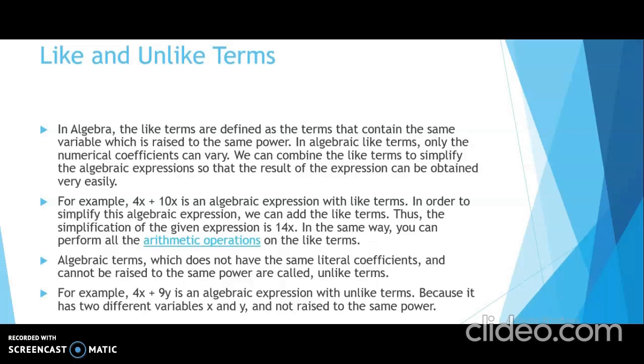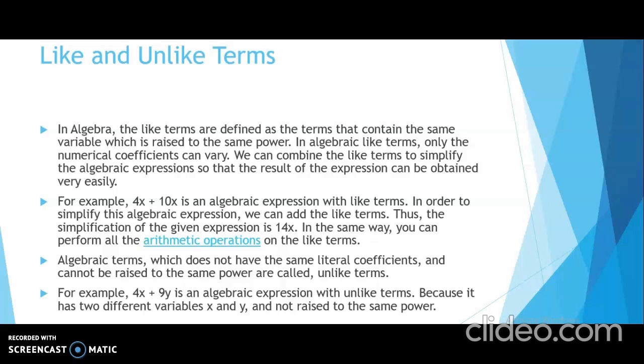We can combine the like terms to simplify the algebraic expressions so that the result of the expression can be obtained very easily. Now let me give you an example. 4x plus 10x is an algebraic expression with like terms. Right, x. In order to simplify the algebraic expression, we can add the like terms. Thus, the simplification of the given expression is 14x. 4 plus 10, arithmetic operations on like terms.